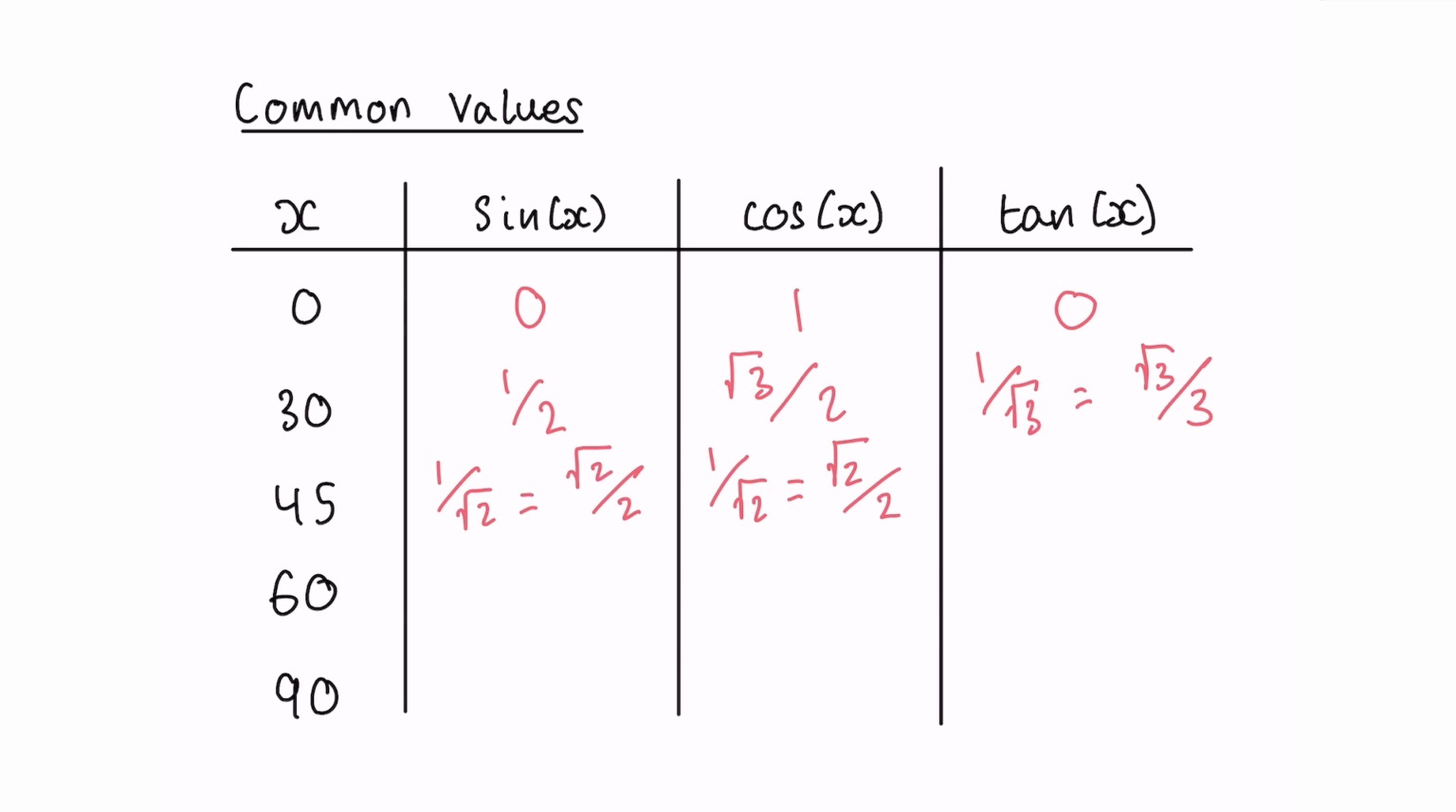Tan 45 is 1. Sine 60 is the square root of 3 divided by 2. Cos 60 is a half. Tan 60 is the square root of 3. Sine 90 is 1. Cos 90 is 0. And tan 90 you don't need to know.